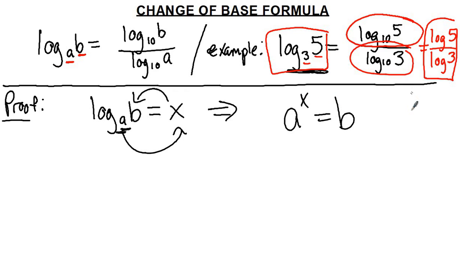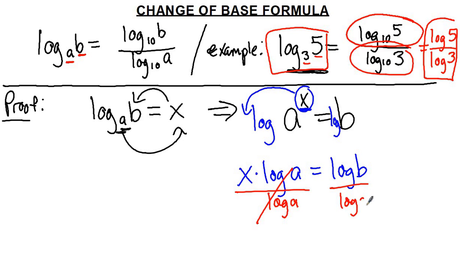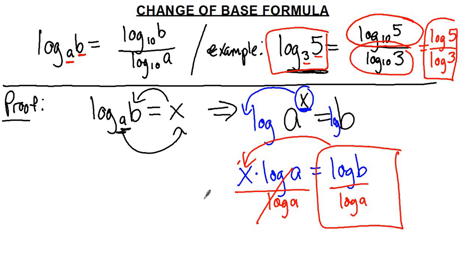Now the opposite of raising something to a power is taking the log. So let's take the log of this right here, and let's take the log of this right here. And we also know that we have a property that says when you're taking the log of a power, you can take that power and swing it in front like so. So we have x times log of a equals log of b. If we want to now solve this for x, x is being multiplied by log of a, so we can divide by log a. And you can see we get log b over log a.